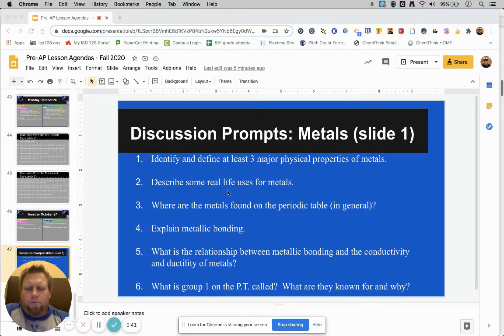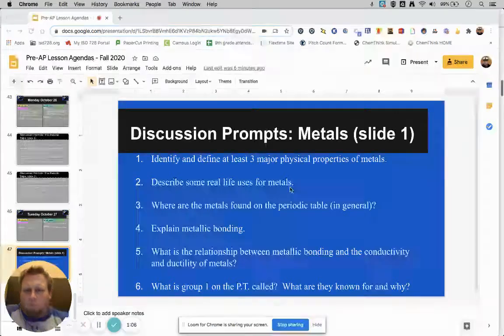Number two describes some real life uses for metals. This is really a wide open question. Metals can be used for a lot of different things, everything from construction, buildings, engineering type purposes, all the way down to tiny little components in electronic devices and things like that. So there's a wide variety of uses for metals, and really you can't go wrong with any of your examples. I'm sure they would be fine.